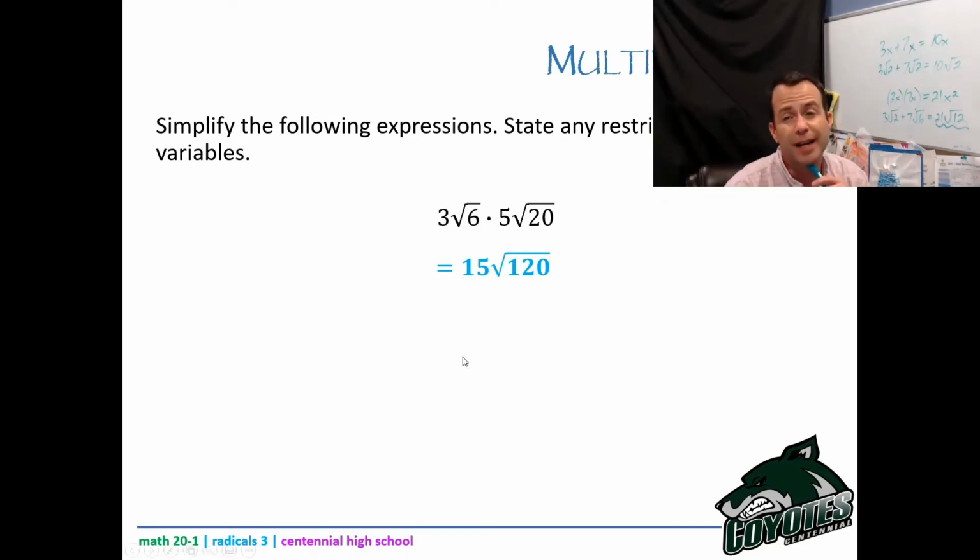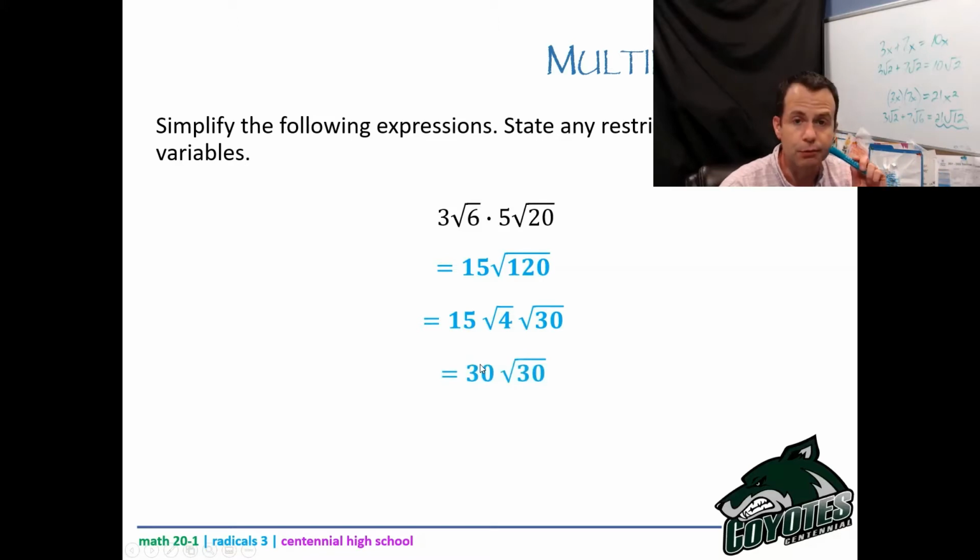I believe I can do 4 times 30 there. So I'm gonna break my 120 into root 4 and root 30. And then I ask myself, what do I know? This is all very similar to what I have done in simplification. I know that the root of 4 is 2. So that becomes 15 times 2, which is 30. So my final answer there will be 30 root 30. Okay, 30 root 30. Awesome.